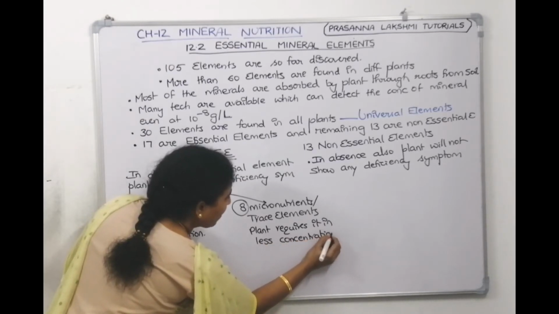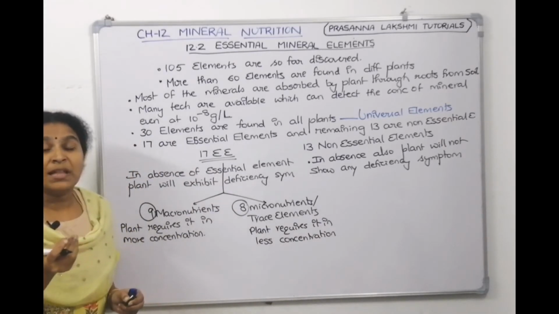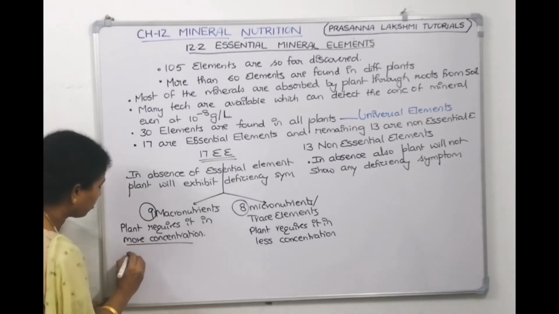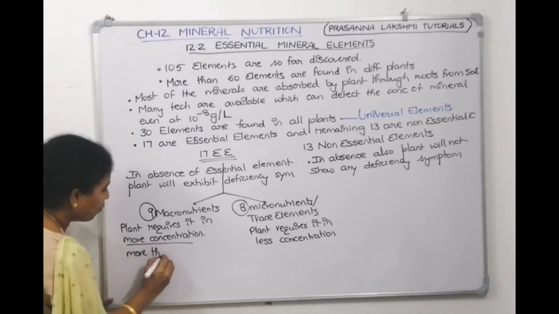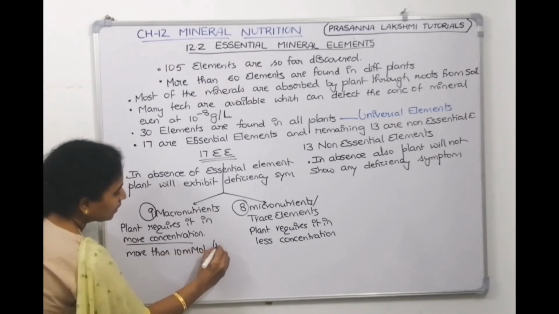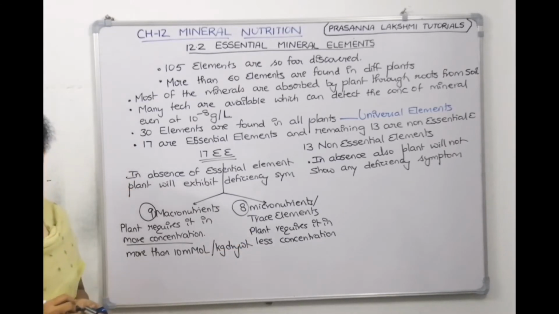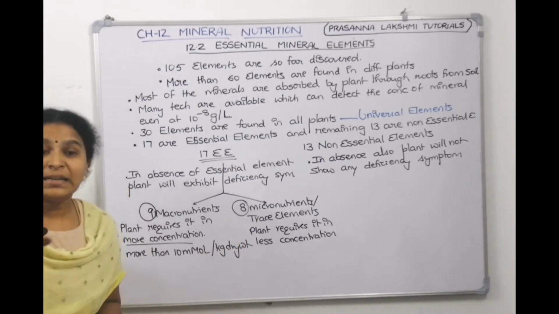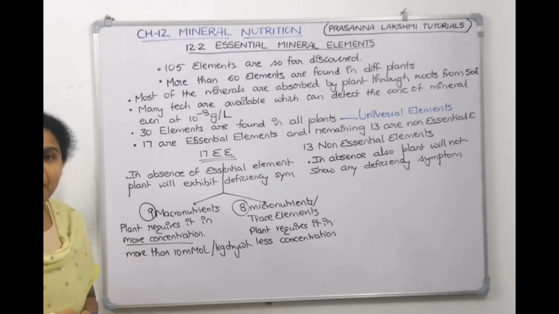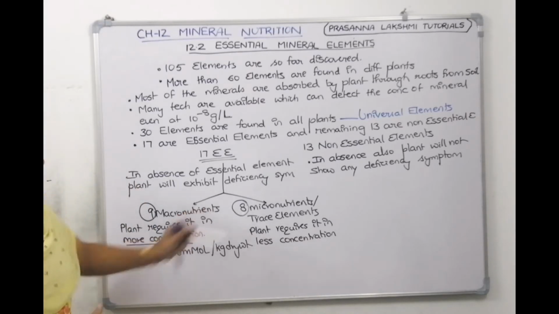Now, what is that more and less? If the plant requires it in more than 10 millimoles per kg dry matter, more means how much more? If it requires more than 10 millimoles per kg dry weight, it is a macro element. If it requires the element in less than 10 millimoles per kg dry weight, it is a micro element.